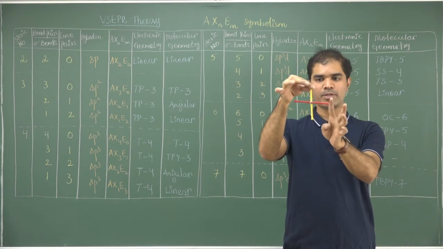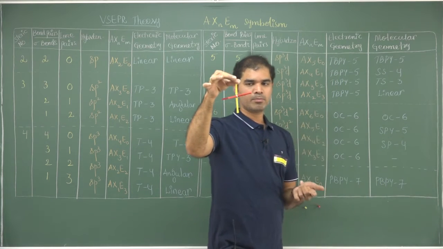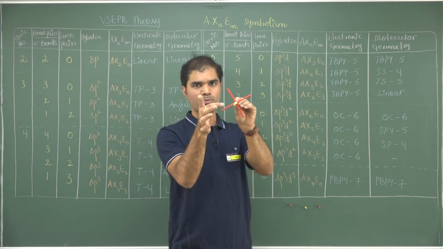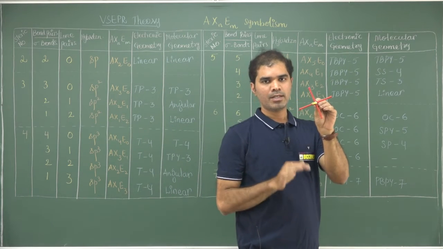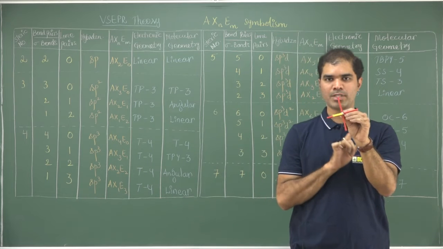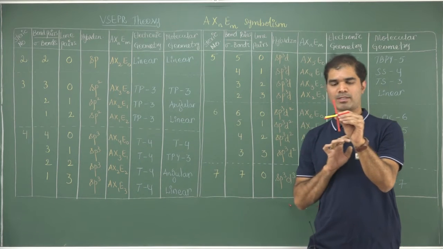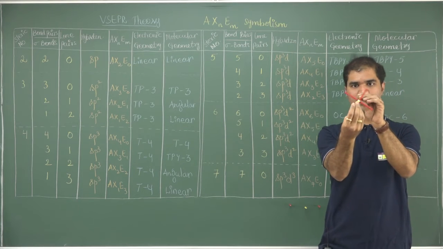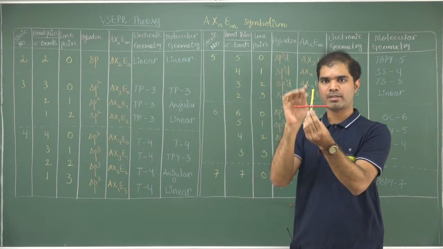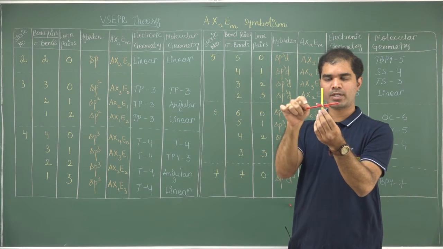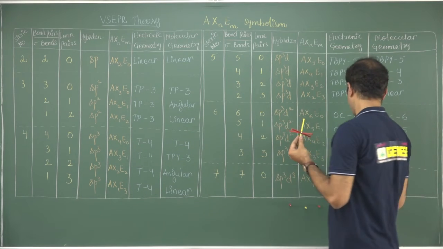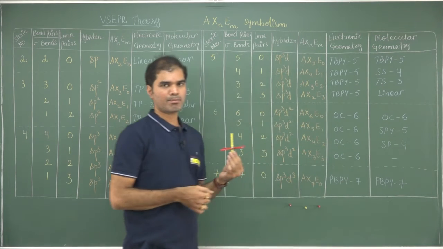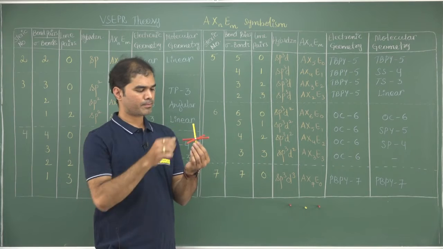So the electronic geometry is octahedral, but the molecular geometry, as you can see, looks like a square plane. Forget about the yellow bonds, which are considered to be the lone pairs. Leaving aside any lone pair, whatever bonds you find are the bonding pairs. So that gives you the molecular structure, and the molecular structure is a square plane. Whenever there are two lone pairs, the electronic geometry is octahedral and the molecular geometry is a square plane. For square plane, the abbreviation is SP-4, square planar.